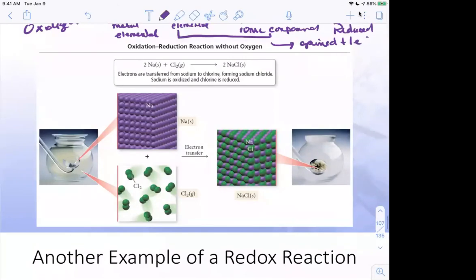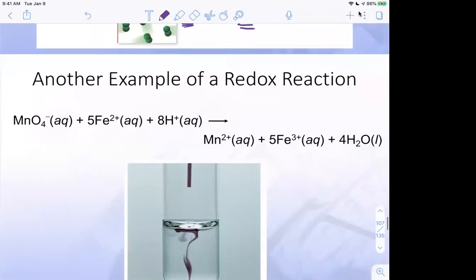So here I can see that I get this transfer of electrons because I take my sodium solid, my metallic elemental form of sodium, and my chlorine gas, which is my diatomic elemental molecular form of chlorine, and now I'm forming this ionic compound. And to make these charges, I had to transfer electrons.